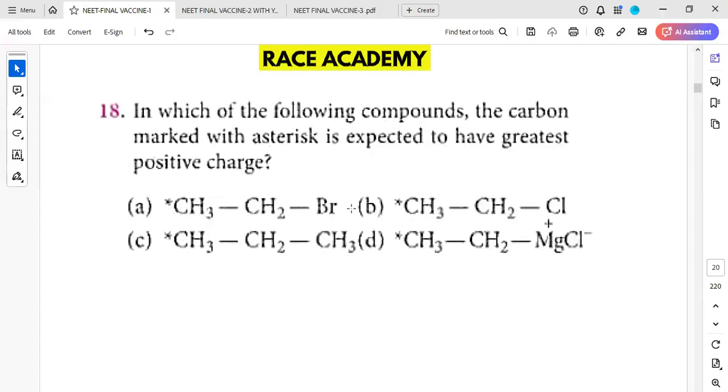Question number 18. In which of the following compounds is the carbon marked with an asterisk expected to have the greatest positive charge? Positive charge is greatest where the carbon chain has Br, Cl, CH3, MgCl. Chlorine has higher electronegativity, so a negative inductive effect is possible. That pulls the electrons from the carbon chain, so greater positive charge is possible. In the case of the second option, we have the chloro compound.